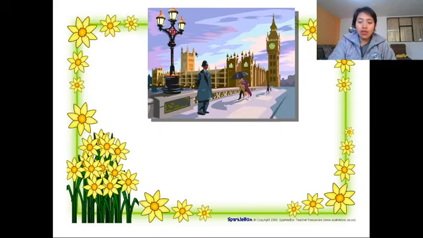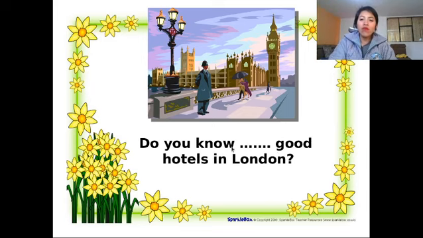Okay, here, can you notice this landscape? Here we have a question. Do you know any good hotels in London? Of course, here we have the Big Ben, right? This is a very famous clock, or I think it's a watch. No, it's a famous clock, right? In London, right? Okay, do you know some or any good hotels in London? Very good. Any for questions.